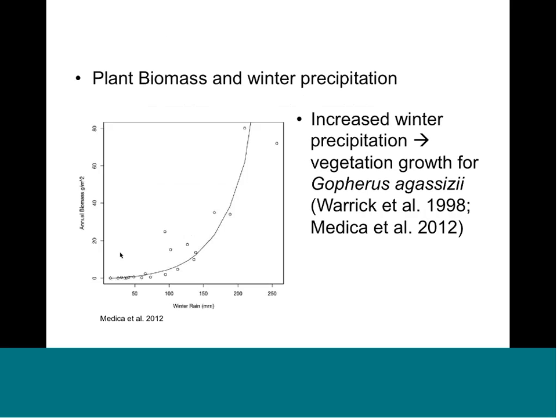This shows you why you get plant die-offs. This is just some work we've been doing with Gopherus agassizii, but this was actually data that Phil Medica published on one particular site where you see the relationship between winter rain and annual biomass. And so there's a very precise linkage between annual rainfall, which is something you can get from climate data, and annual biomass, which is what the desert tortoise feeds on.